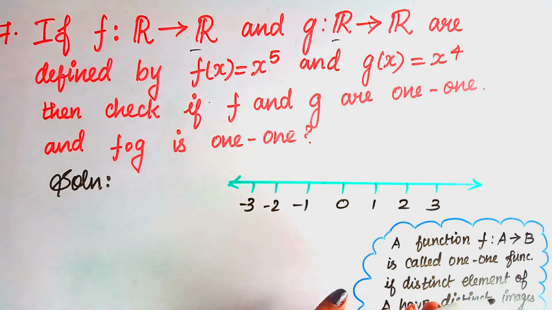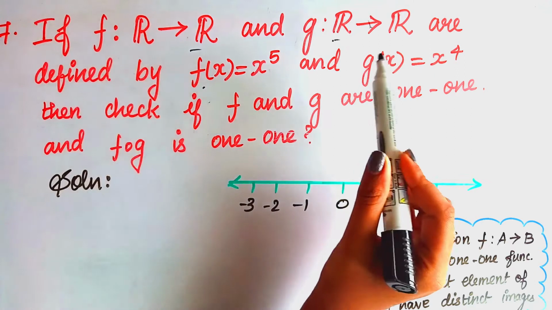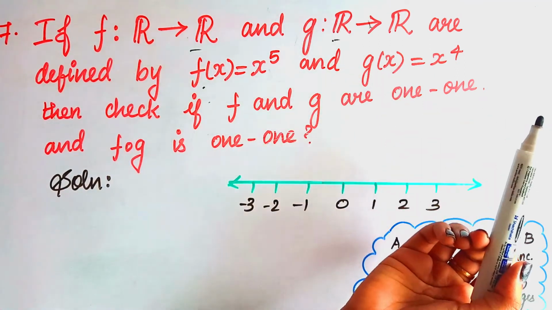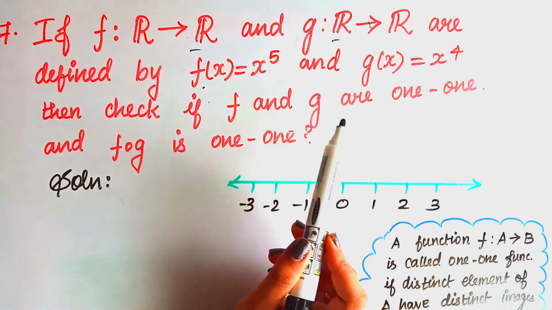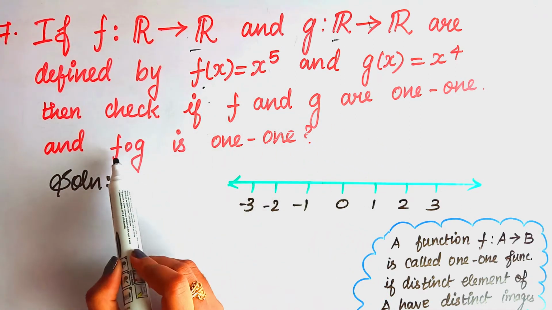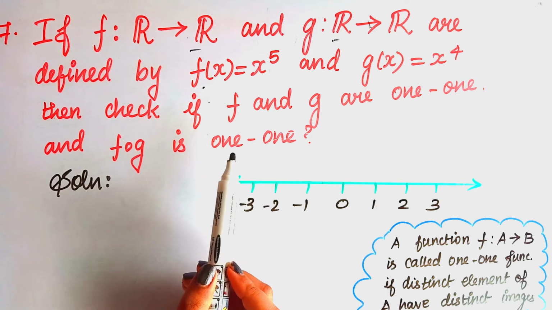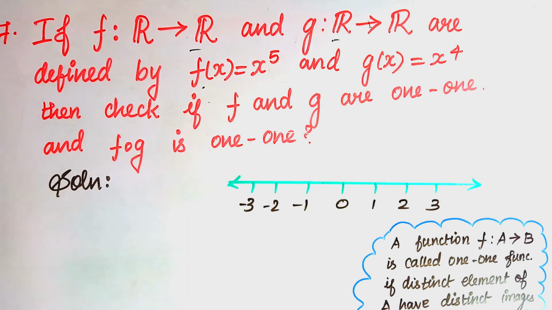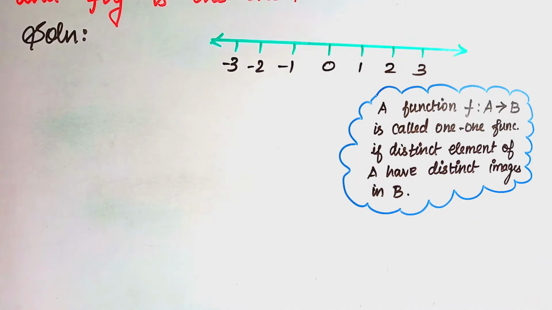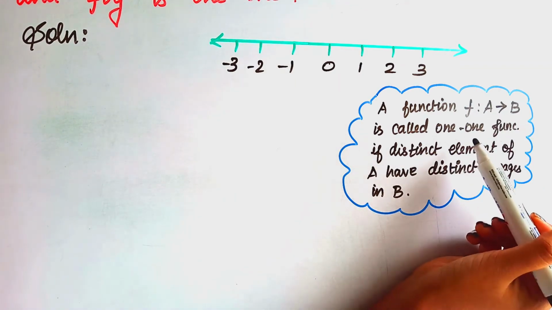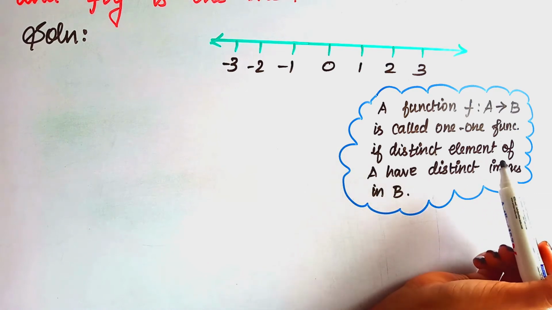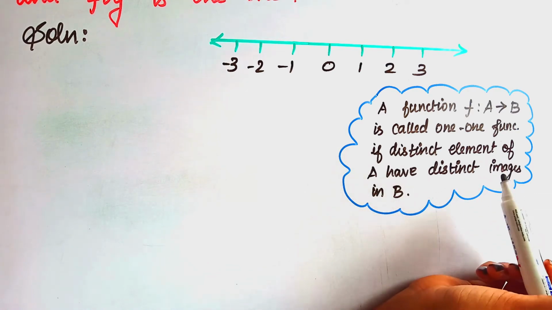So here they have given a function f of x and g of x, and we have to find whether the functions f and g are 1 to 1, and also check whether f dot g is 1 to 1 or not. Okay, so let's start. First, let's see what a 1 to 1 function is. You know the definition of 1 to 1, right? Wait, I'll explain. A function f from a to b is called a 1 to 1 function if distinct elements of a have distinct images in b.